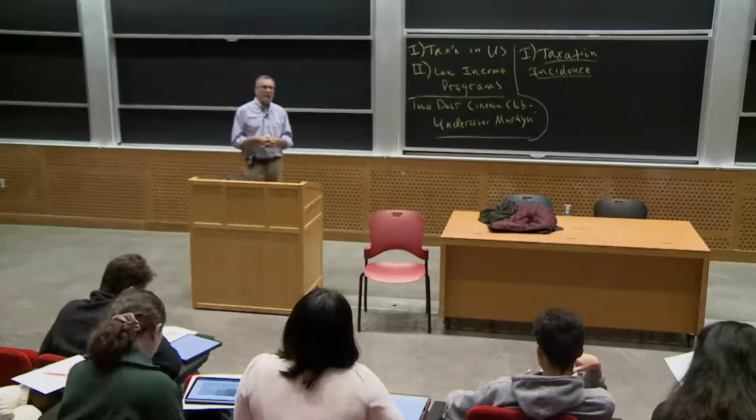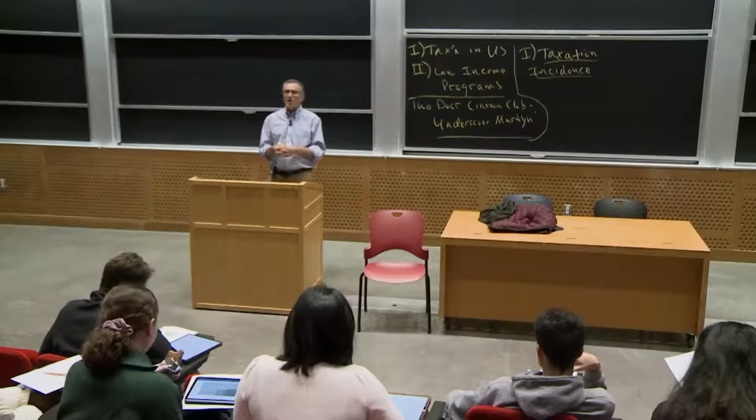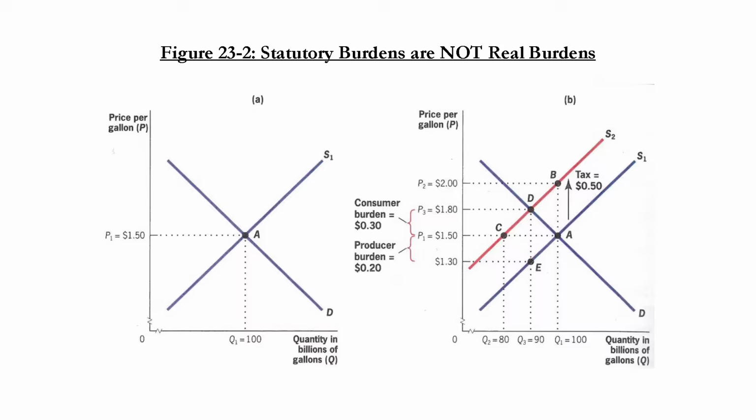So we say 50 cents per gallon. You have to write a check, 50 cents per gallon you sell. What does that do to our graph? Well, think of it from the producer's perspective. What you've done is simply raise their marginal cost. Whatever their marginal cost was before, it's now 50 cents per gallon higher, because for every gallon they produce, they have to spend 50 cents more paying the government. So that acts as a shift inward in their supply curve.